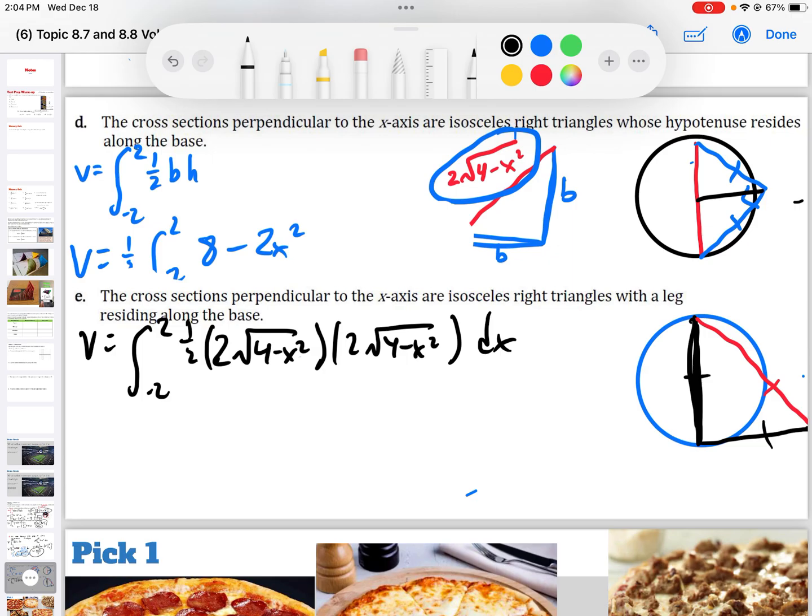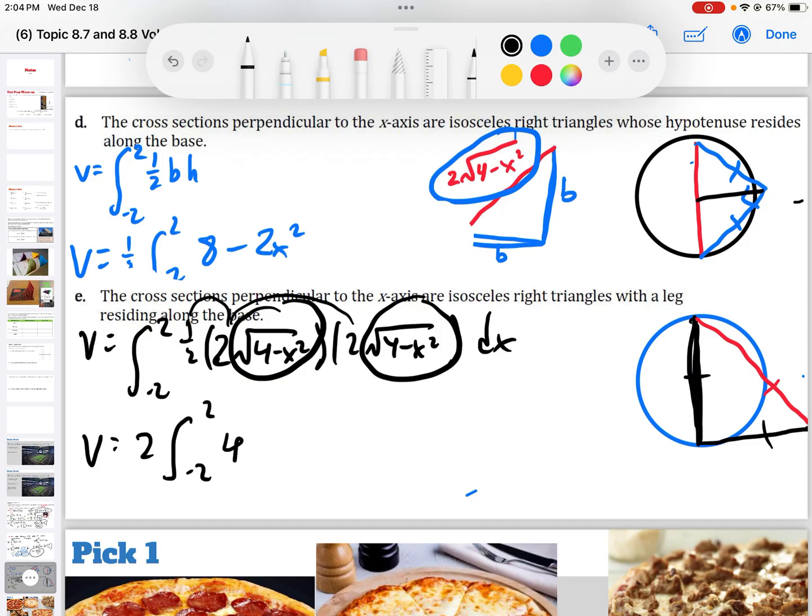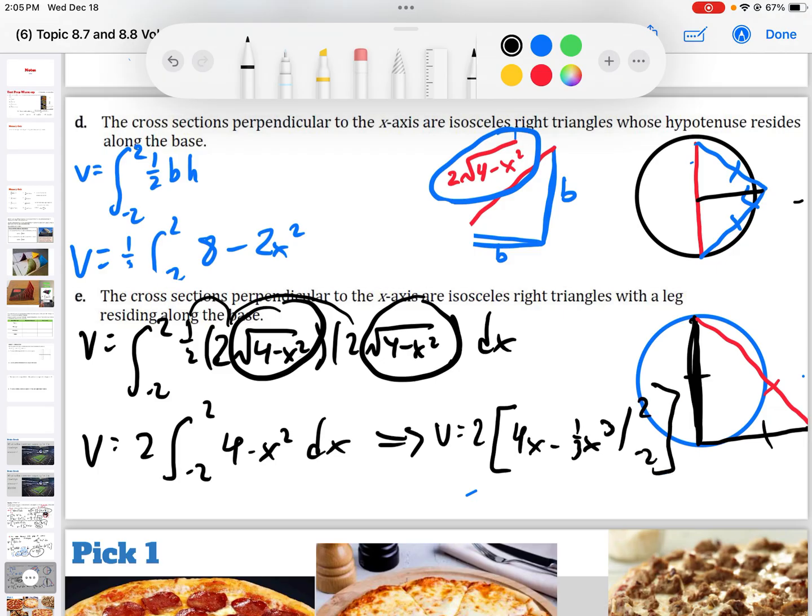Okay, multiply this all together. If I do 1/2 times 2, that's just 1, times 2 is 2, so the volume is 2 times the integral from negative 2 to 2 of this times this, which is just 4 minus x squared dx, which leads us to volume is equal to 2 times 4x minus 1/3 x cubed, evaluated from negative 2 to 2. And if you simplify this all the way down, we should get 64 over 3.